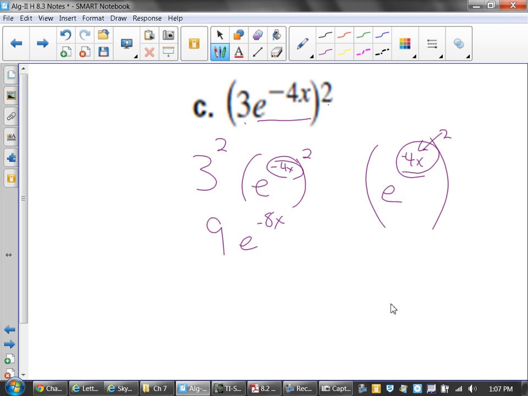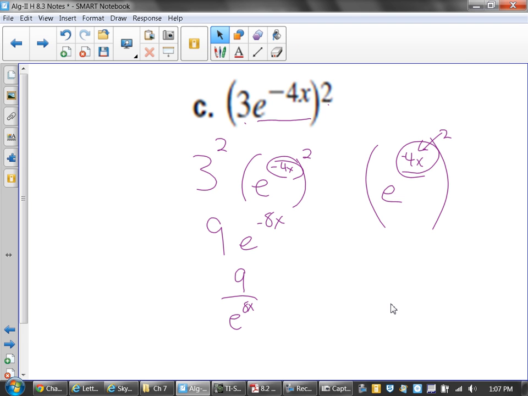Okay? And now what am I going to do? Exactly. And now it's not happy, so it's 9 over e to the 8x. Again, the reason you do not square it, you're not squaring that value of x, is because that unknown, that variable, is part of the exponent. And the exponent rules mean when you go power to power, you just multiply them together.